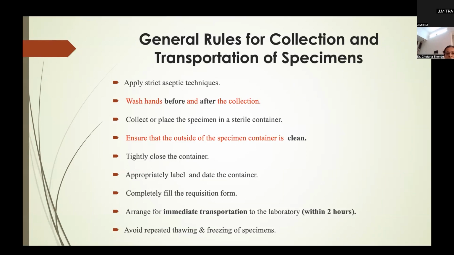So these are the general rules for collection and transportation of the specimens. You all must be well versed with these rules. Next slide, sir.